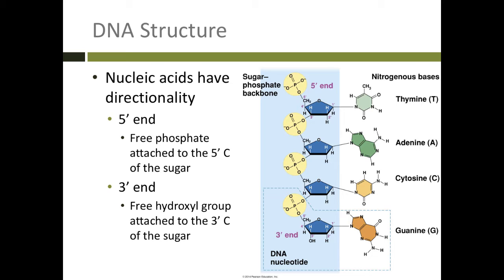At the top of the screen, the free end of the molecule has a phosphate on it. The free end at the bottom has an OH group. We call these two ends by the carbon number of the sugar we talked about before. So the 5' end of the molecule is the one the number 5 carbon is closest to, and the 3' end of the molecule is the one that has the number 3 carbon closest to it.